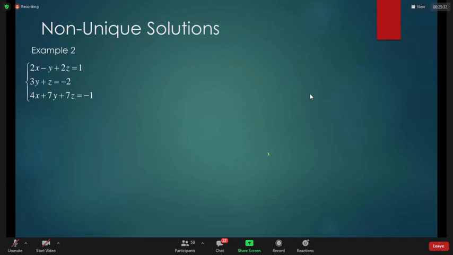So what we are doing, let's make this augmented matrix: 2, -1, 2, and 1, and the vertical line. Here we have no x, so the first coefficient is 0 already. 3, 1, and on the right-hand side, -2. And here we have 4, 7, 7, and -1.